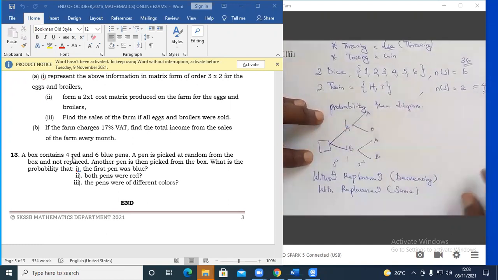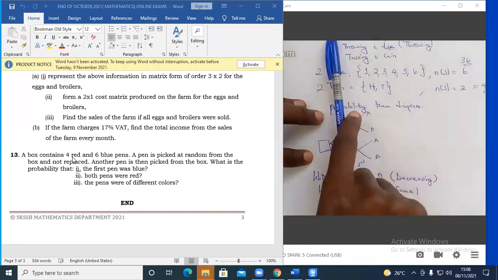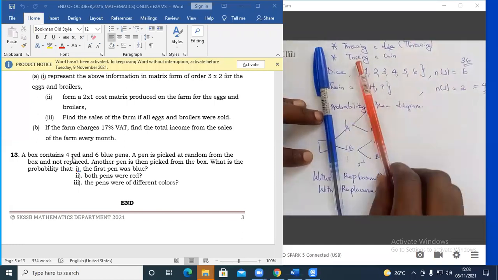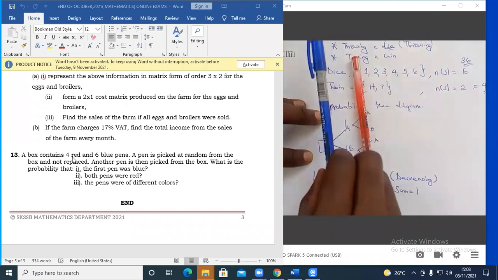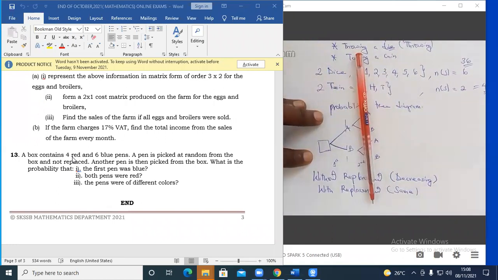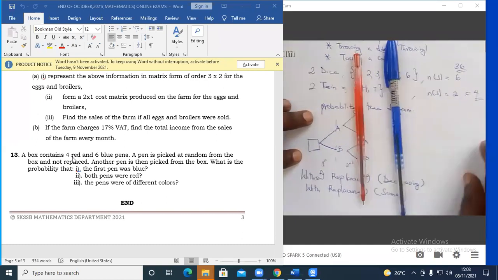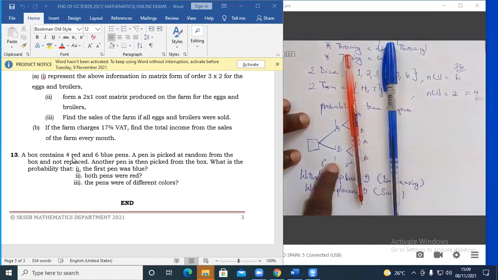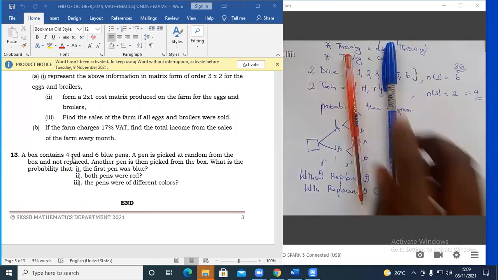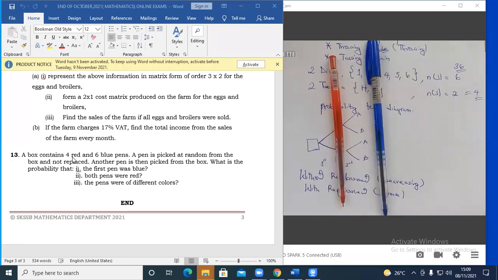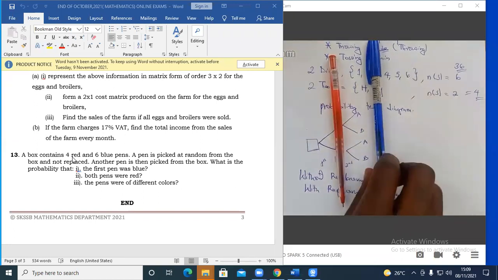Because you pick and then you put it back. You pick a blue pen, you put it aside, then you pick again. Assuming this was our box, how many items do we have here? 2. So our sample space is 2. The sample space means you cannot pick from outside, so I expect only 2 items inside that box. What is the probability of me picking blue?